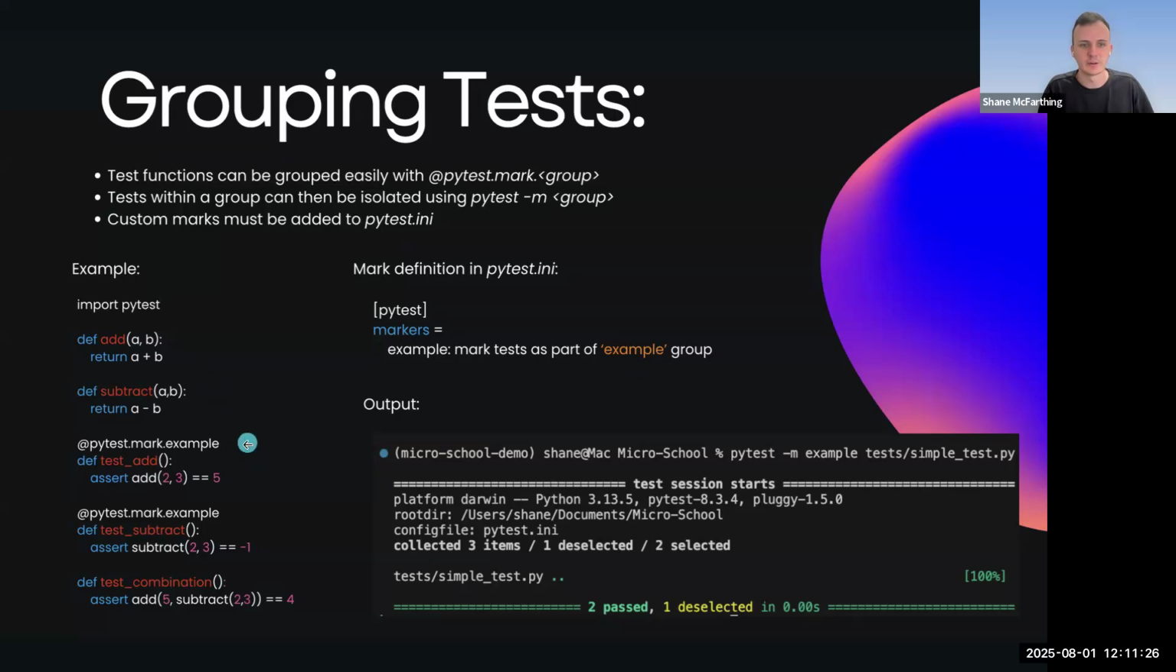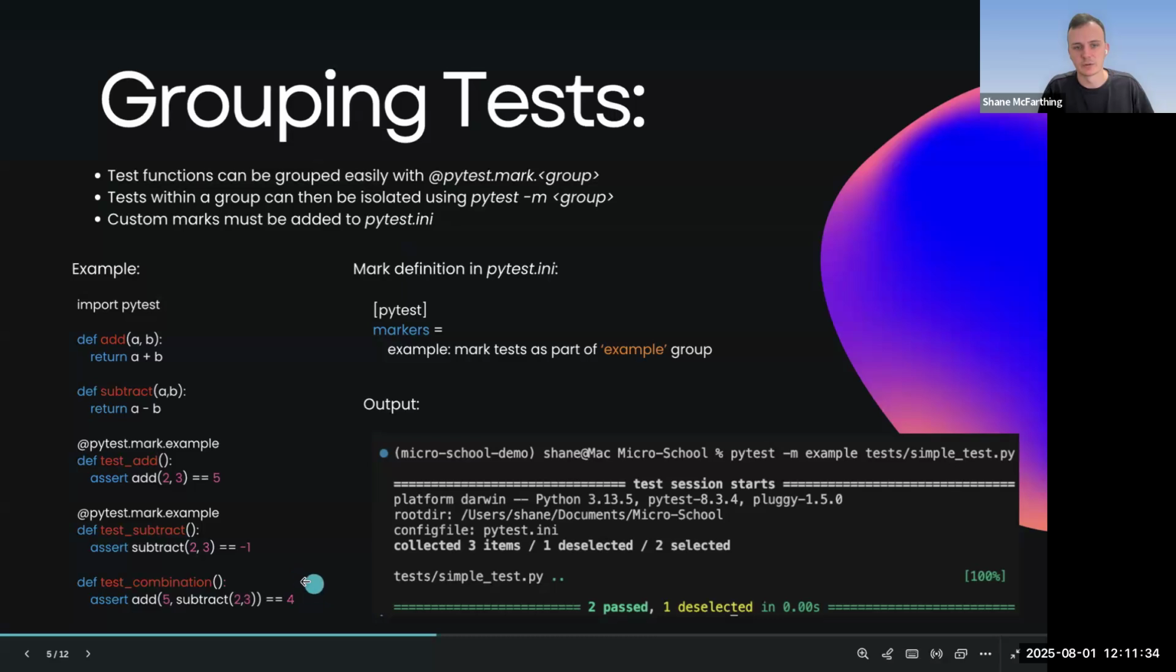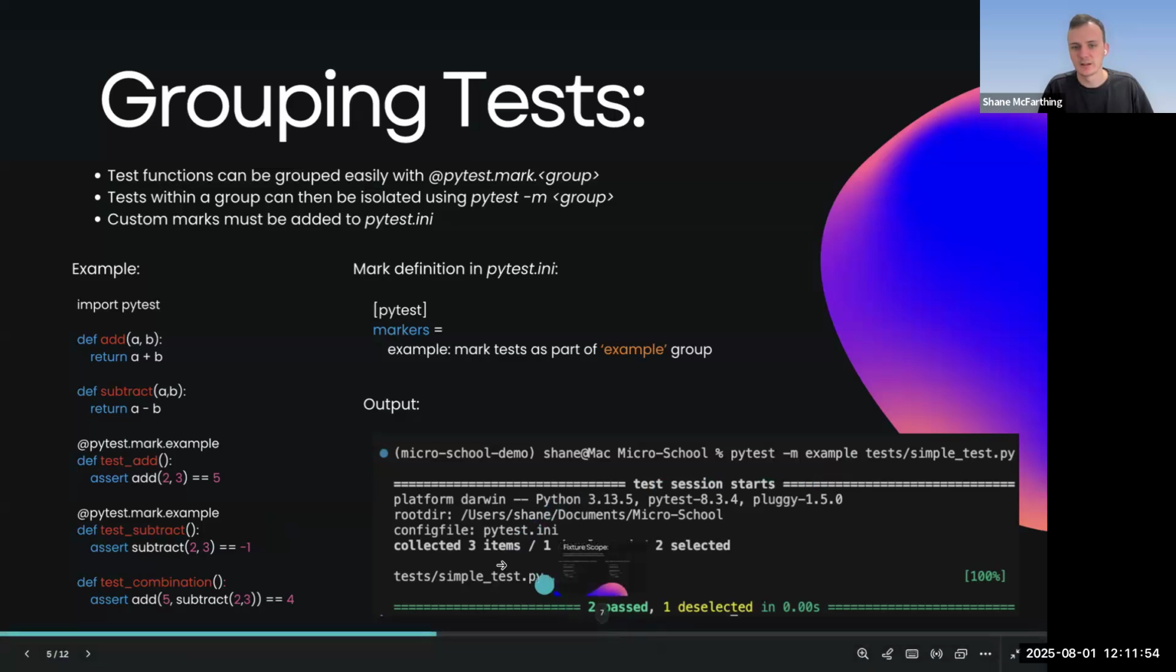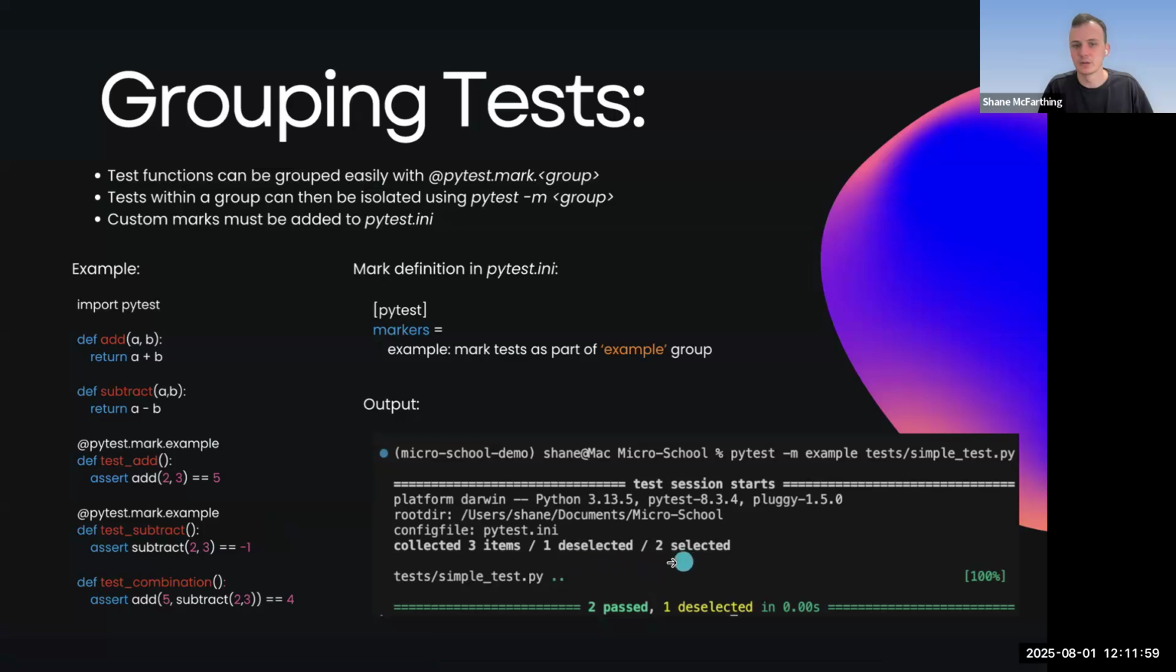We've added that decorator on top of the test add function and also the test subtract function. I've just added another function here, for example, that doesn't use that group. So now if we look at our test file, it has 3 tests in it, and 2 of them belong to the same group and the other one has no group. When I run the pytest command with the -m flag, and I say I want to run the example group, you can see that 3 tests were detected, 1 was deselected because it didn't belong to that group, and 2 were selected because they did belong to the group.